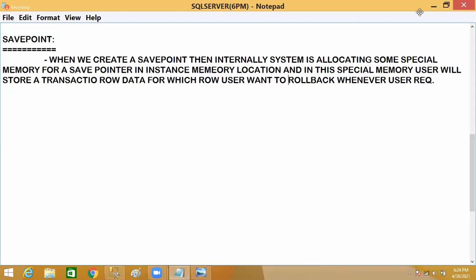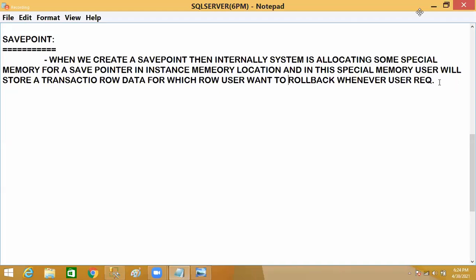But a very important point is what now? A savepoint we are creating for rollback purpose only, not commit purpose. Remember, very important point. Why are we creating a savepoint? When you want to roll back a specific row, then only we have to use it. Commit purpose we are not using. A savepoint we can't use for commit. A savepoint is only for rolling back specific row data in your table.